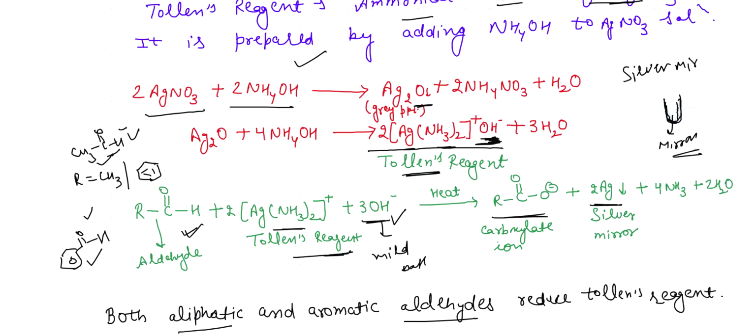So this is the only indication to distinguish aldehyde: if silver gets deposited on the walls of the test tube and shines like a mirror, you can distinguish aldehydes from ketones. Silver mirror is formed. Clear? Okay.